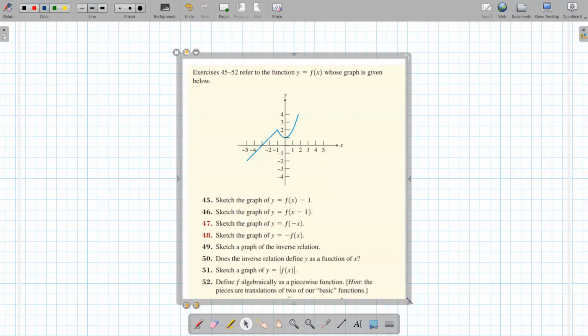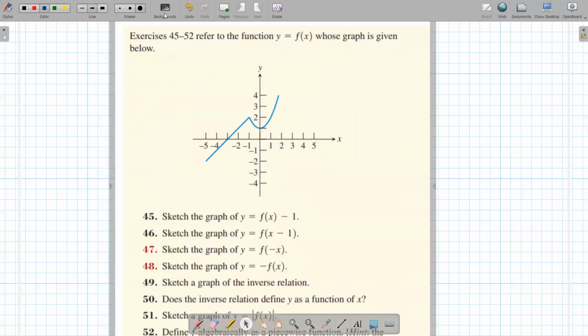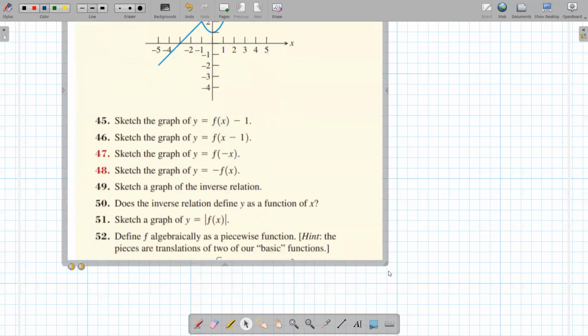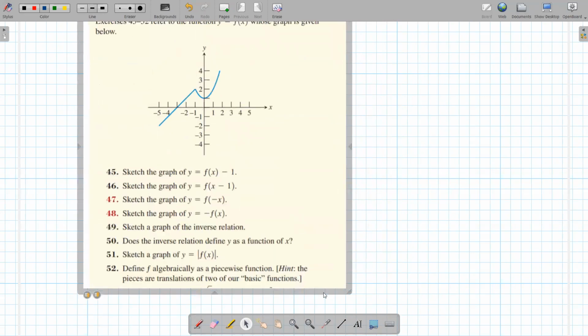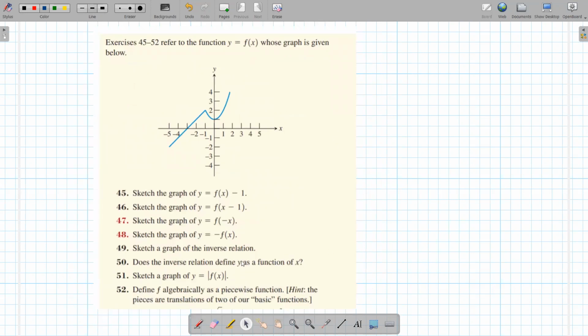Let's do this one. This is kind of like a transformation question and a bunch of different questions thrown into one. Let's look at 45. It says, sketch the graph of this. So what does the -1 on the outside do? Down 1 unit. Yeah, exactly. So all you do is take every point and throw it down 1 unit. This is pretty easy on the quadratic. I think you can do this, right? So it looks something like that.